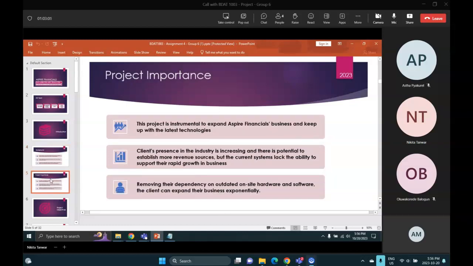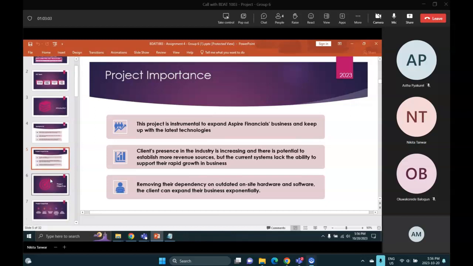This project is really important for Aspire Financials to expand their business and update with the latest technologies, because clients' presence in the industry is increasing, and there's a potential to establish more revenue sources. But the current systems that they have lack the ability to support their rapid growth. And by removing their dependency on the outdated on-site software and hardware, the client can expand their business exponentially.